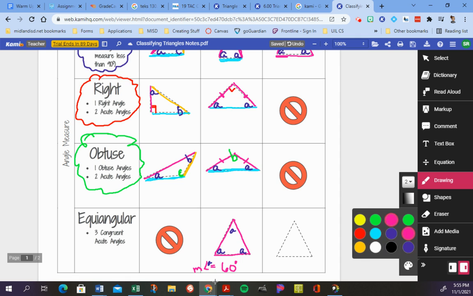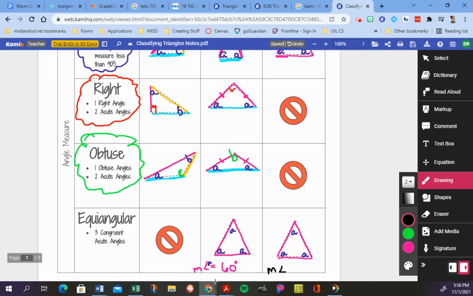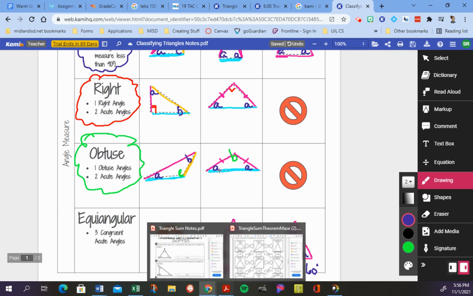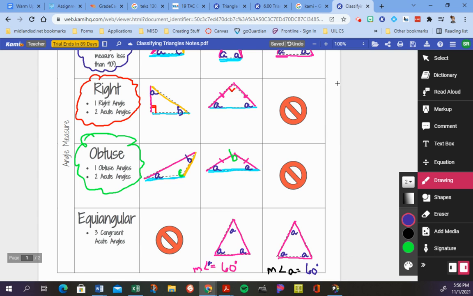And we're just going to repeat that picture over here. And the measure of angle A equals 60 degrees. And that's our notes. Good luck on your assignment. If you have questions, write them down and we'll go over them on Thursday.